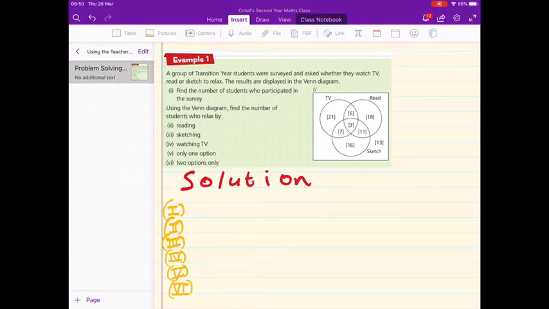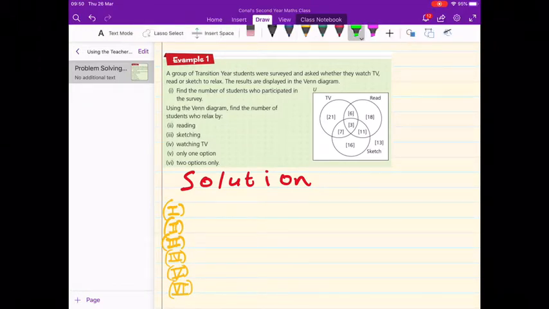So the first thing we need to do is figure out the number of students who participated in the survey. These questions all involve cardinal number. The numbers in square brackets indicate the number of students who do each thing. If we look at this 13 out here, that 13 is outside all 3 Venn diagrams. That means there's 13 students who do not read, watch TV, or sketch to relax. So there's 13 students outside that don't belong to anything.